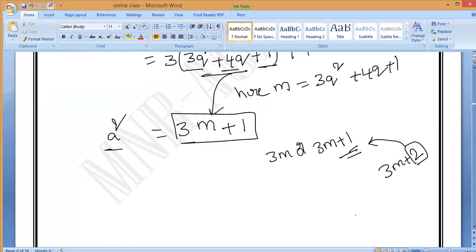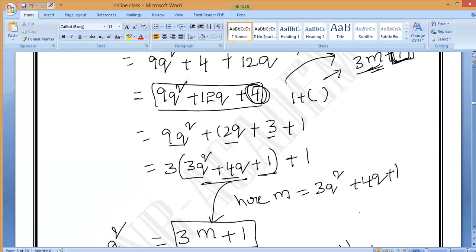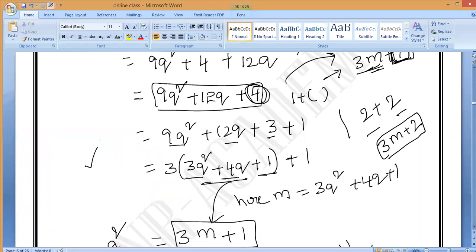In that case, write 4 as 2 plus 2. In that case, you take 2 plus 2. So here we get 3m plus 2. That case only. Okay? That's all.